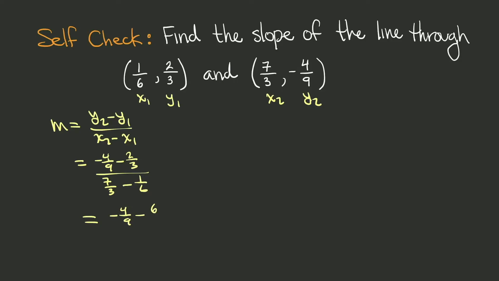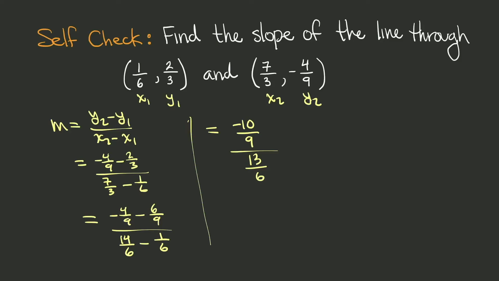So we'll get 6/9. The common denominator for the two fractions in the denominator is going to be 6. And so to get 7/3 to have a denominator of 6, we need to multiply top and bottom by 2. So we'll have 14 over 6 minus 1/6. Now what we'll have here, when we combine fractions, is going to be, let's see, -4 minus 6 is -10 over 9. Divide that by 14 minus 1, so 13 over 6.